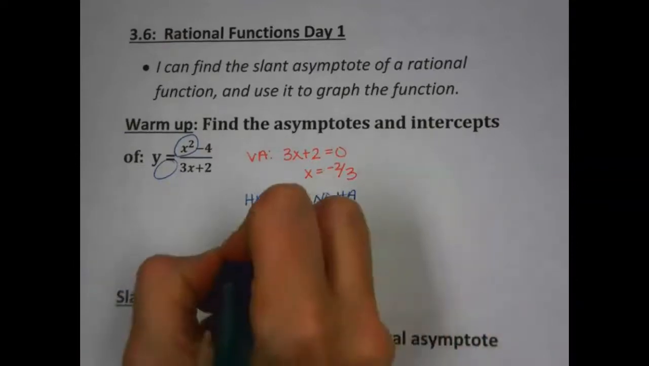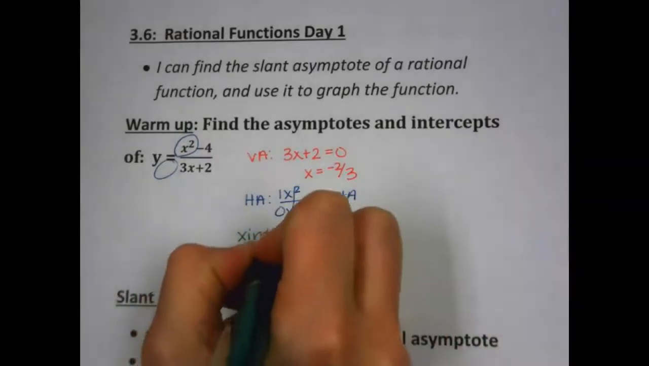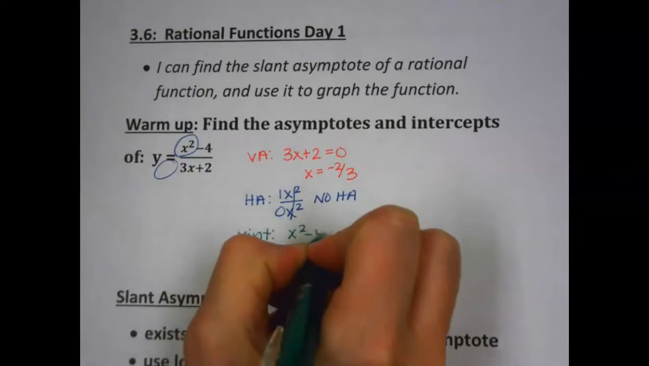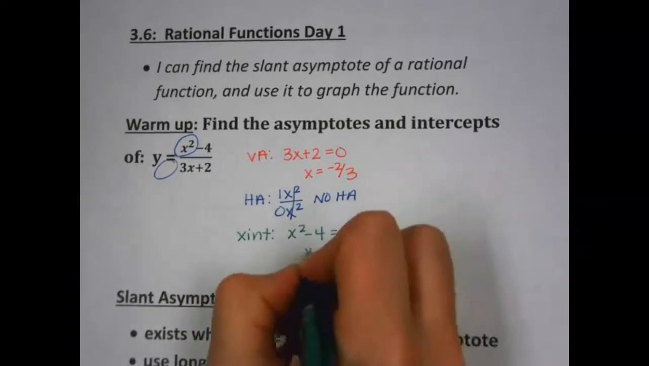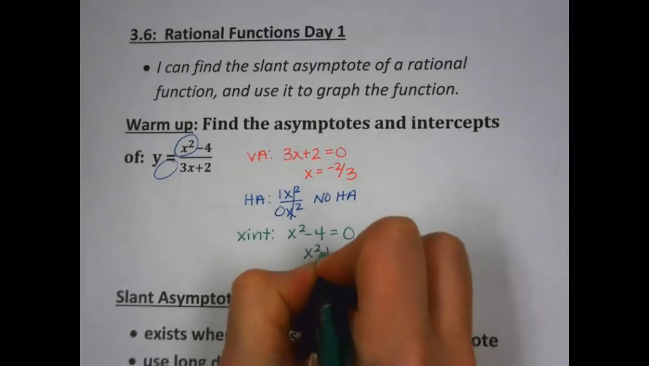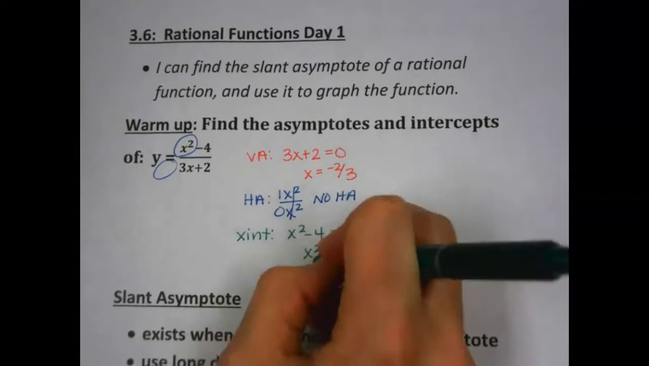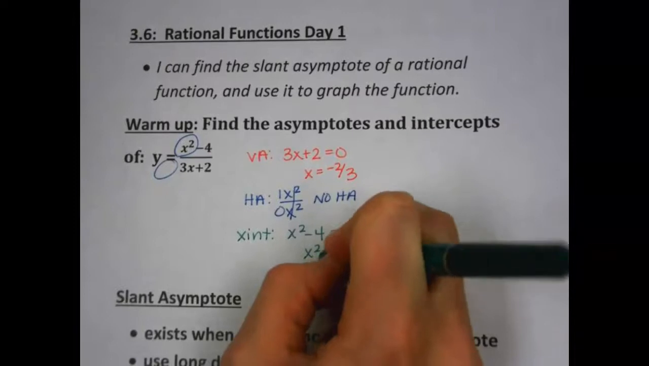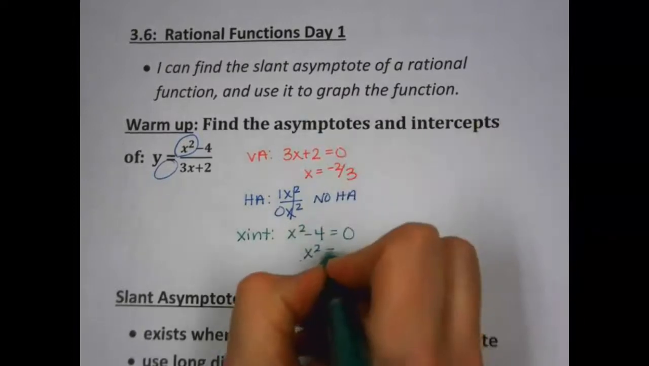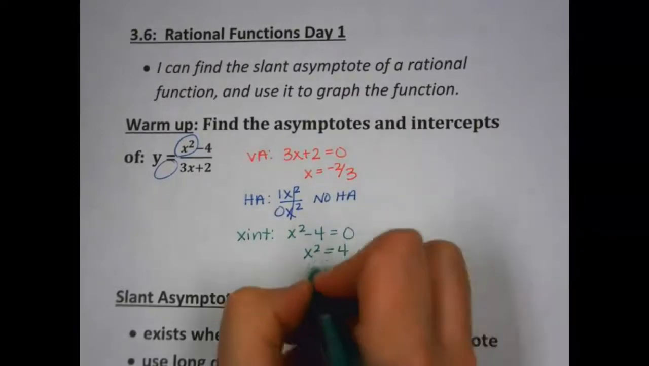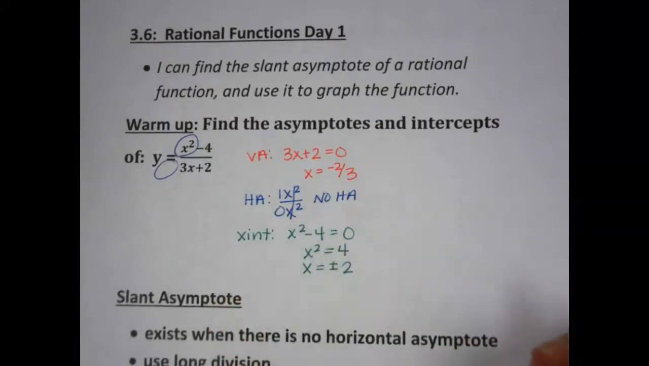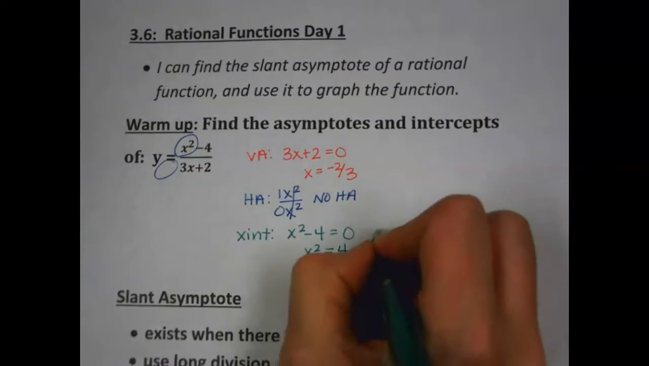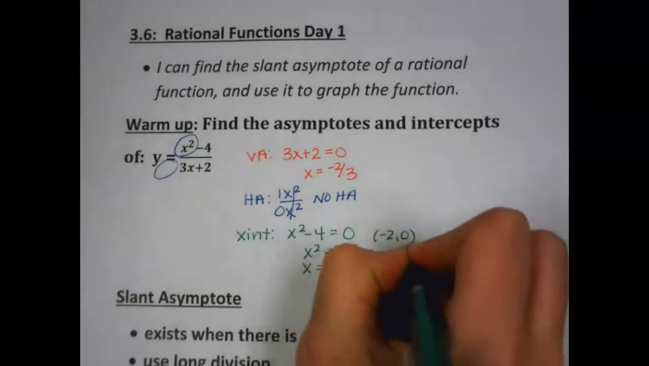All right, so then we find our x-intercept, which is when we take our numerator and set it equal to 0 and solve. So we would add 4. I didn't leave myself enough space. And then take the square root. So x equals plus or minus 2. And we write our x-intercepts as points. So negative 2, 0, and 2, 0.